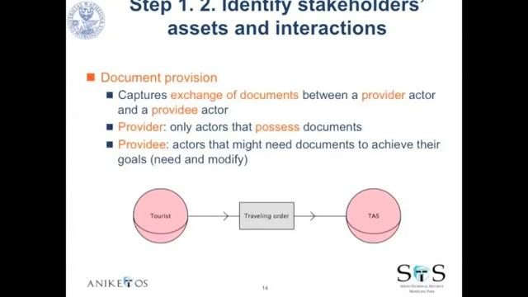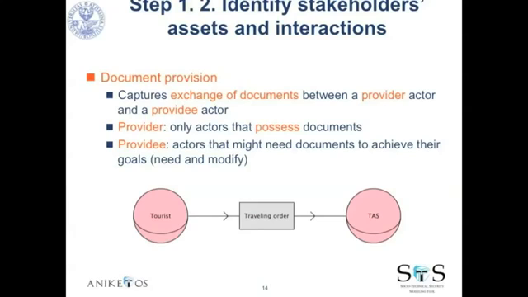say, perhaps because the traveler might have requested so. And in order to capture the exchange of information by means of documents, we use document provision, which captures the exchange of information between a provider actor and a providee actor, with the condition that the provider actor should possess the document before providing it, and the providee is an actor that actually might need to use or modify this document to achieve its goals. To capture document provision, we use this notation. So tourist is providing document traveling order to travel agency service.